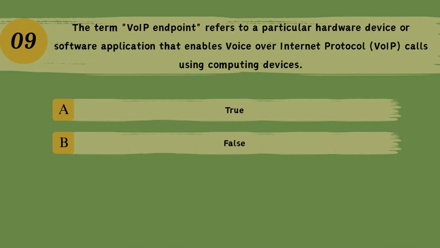Question 9. The term VoIP endpoint refers to a particular hardware device or software application that enables Voice over Internet Protocol calls using computing devices. A. True. B. False. Correct answer: A. True.